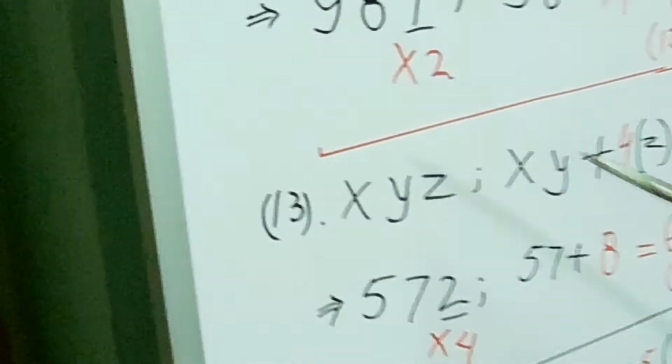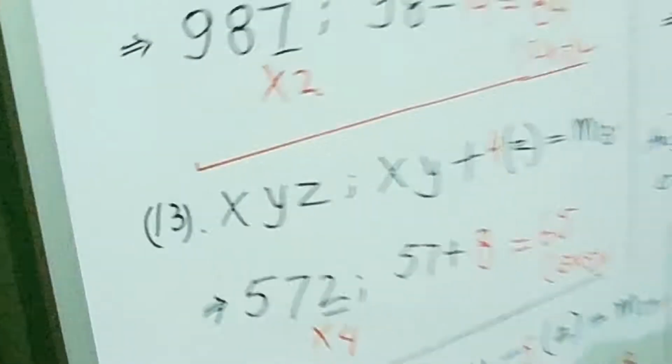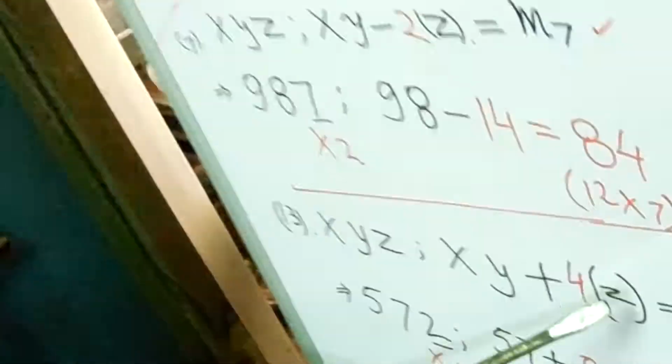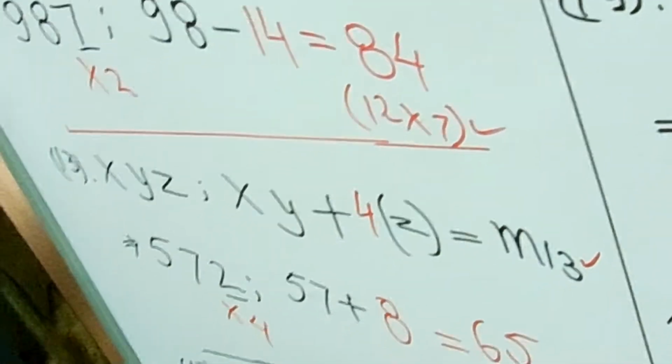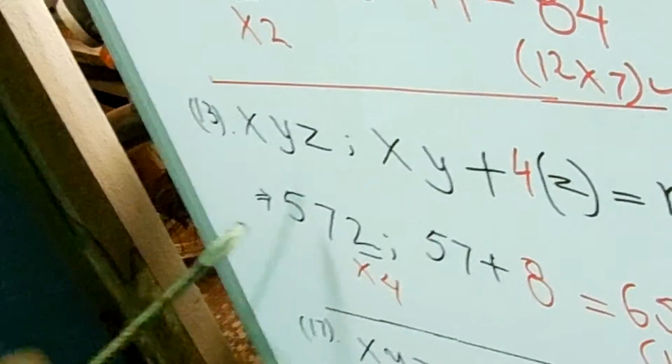Then next is 13. If xyz is a number, xy plus 4z must be a multiple of 13. Then 13 can divide the xyz number by leaving remainder 0. Take for instance 572.